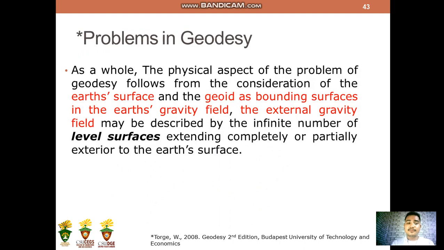As a whole, the physical aspect of the problem of geodesy follows the consideration of the Earth's surface and the geoid as a bounding surface of the Earth's gravity field. Also the consideration of the external gravity field, as may be described by the infinite number of level surfaces extending completely or partially exterior to Earth's surface.